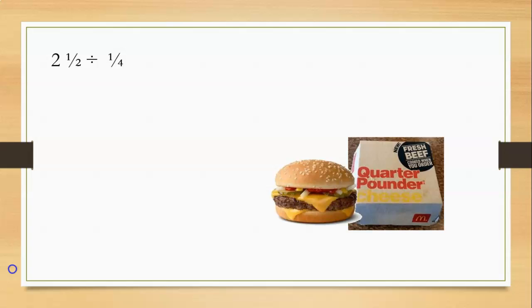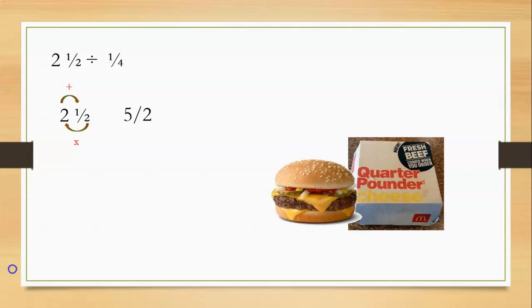Since we have a mixed number, we have to think, what are we going to do first? Well, the first thing we're going to do is change that mixed number into an improper fraction. So you take the 2 times 2, which is 4, and then add the numerator of 1 to get 5, and keep the same denominator of 2, so we have 5/2. Each of the 2 wholes could be split into 2 pieces, that's 4, and then we had 1 more half, so that makes 5 halves.